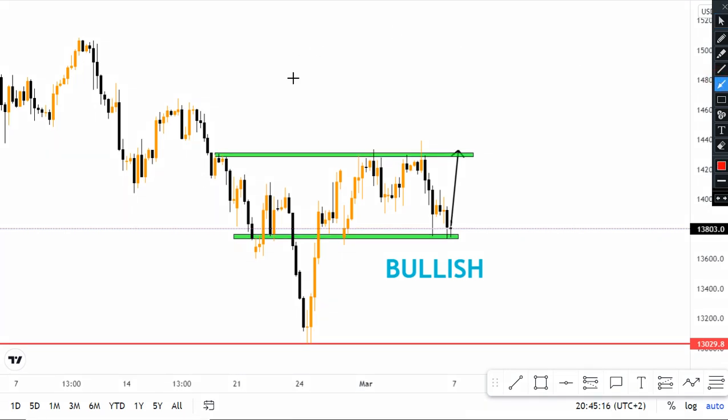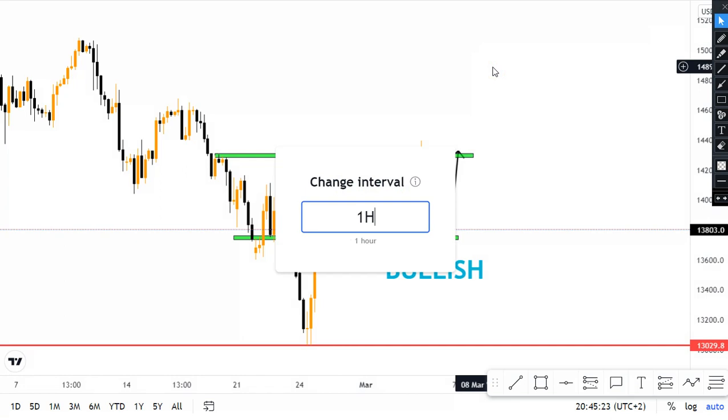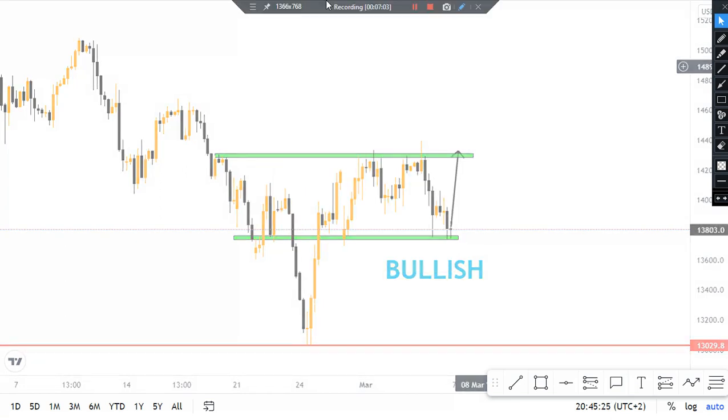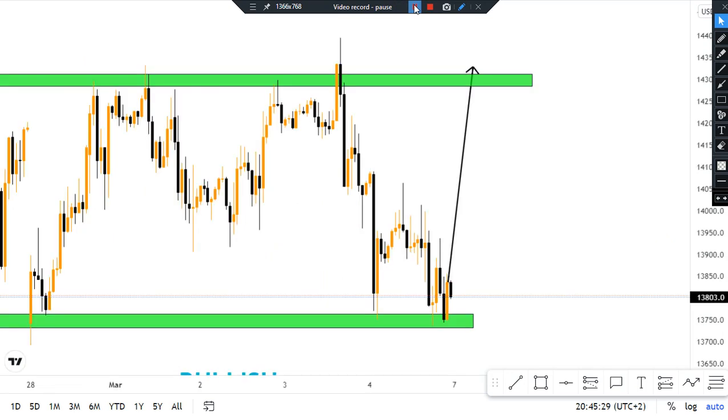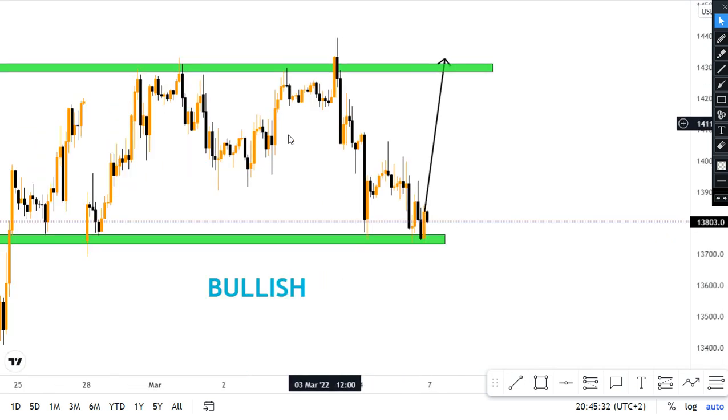Let me check before we can continue to make sure that we have the right time frame, right? We have the right time frame. I see that I'm already at 7 minutes and I'm bored already.